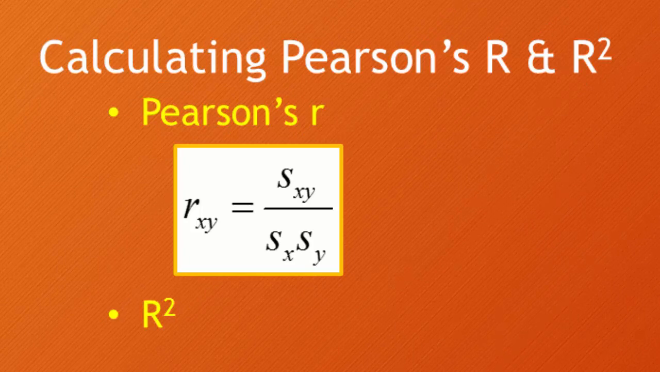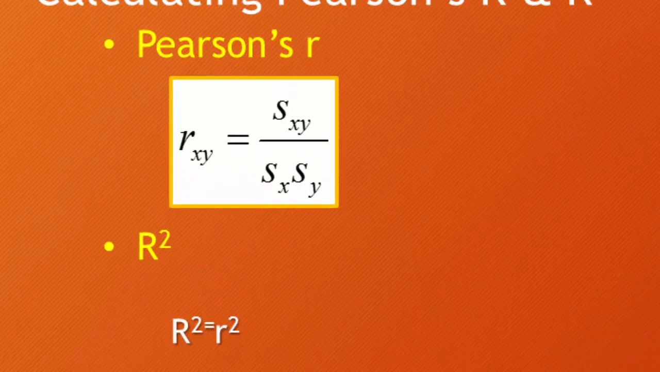Now, the correlation coefficient is good in and of itself in giving us both direction and strength of the relationship, but we can do even more. We can square the value of r, and we get r squared, which is relatively simple to calculate. It's just r squared. But the interpretation of r squared is very intuitive. It tells us the proportion of the variation in the dependent variable that can be explained when we know the values of the independent variable.